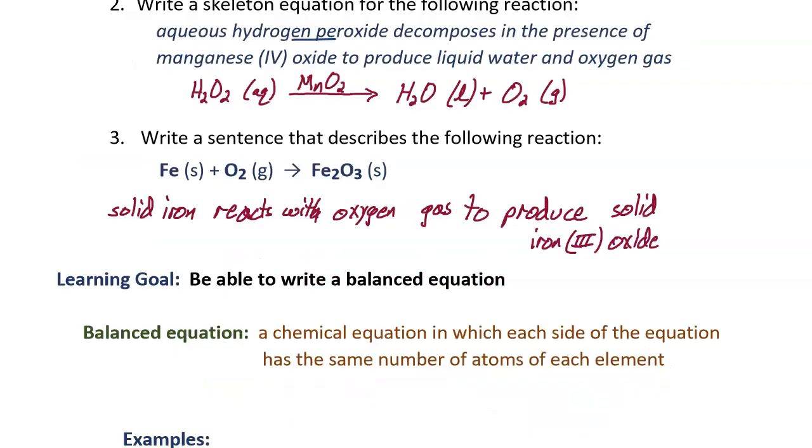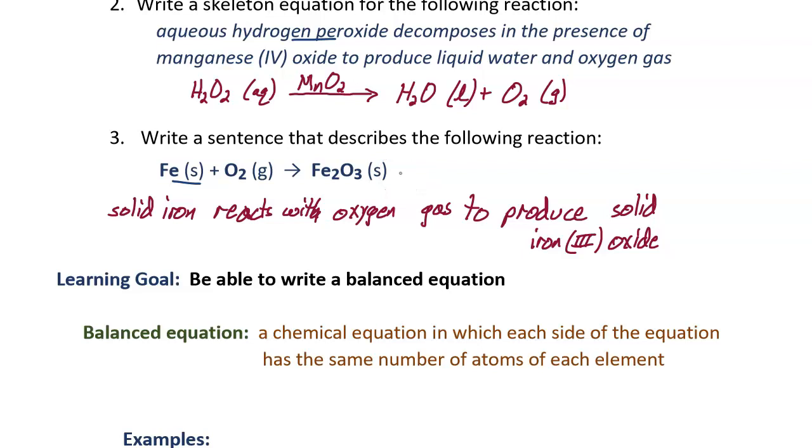And here's the answer for number 3. Write a sentence for this skeleton equation. This piece here can be written as solid iron. When it says plus O2, there's different ways to write that, but you could say reacts with, and then O2 is oxygen gas. The arrow could be written in words as to produce, and then this piece right here is solid iron 3 oxide.